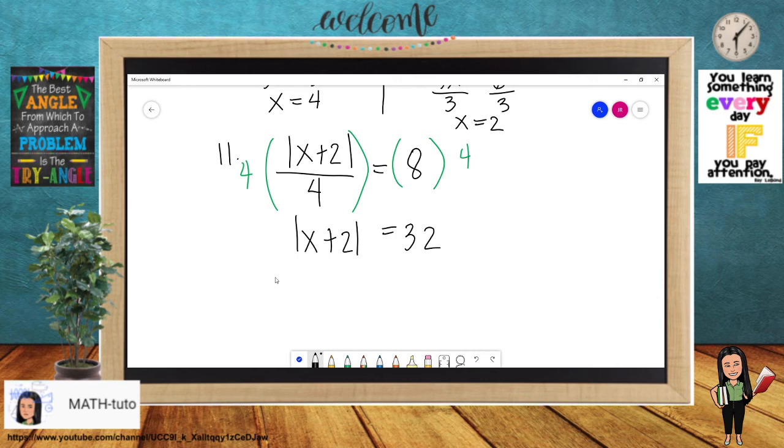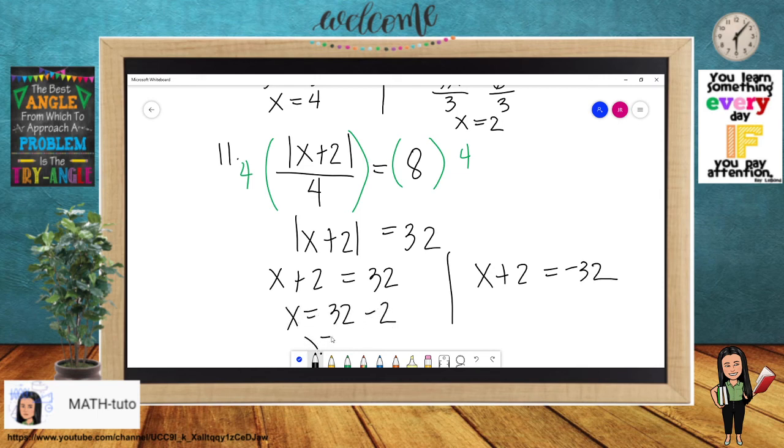Okay, apply na natin yung definition ng absolute value. We have x plus 2 equal to 32 or x plus 2 equal to negative 32. We have here x equal to 32 minus 2. X is equal to 30 here. And here we have x equal to negative 32 minus 2. X is negative 34. So x is either 30 or negative 34.